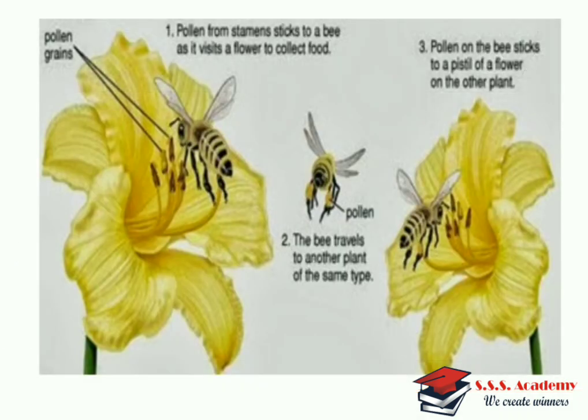So if you observe the diagram, see, two different flowers are present. Flowers of different plants are there, but both of them belong to the same species. Okay, एक ही species के है लेकिन दो अलग plant पे है. Okay, तो there are bees. Okay, they are carrying their pollens. So pollen from stamen sticks to the bee as it visits the flower to collect food.